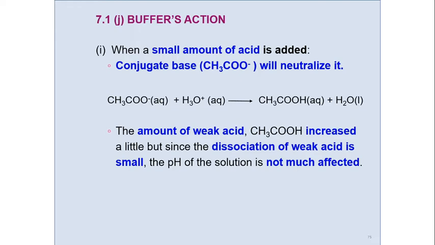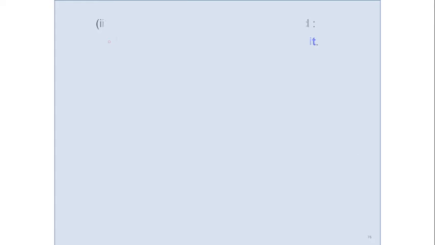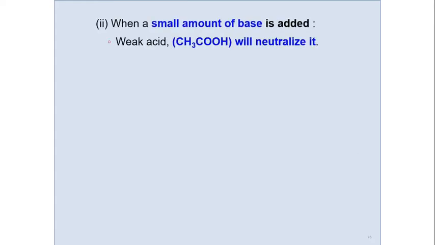Macam mana pula kalau kita tambah base? Kalau kita tambah base, weak acid, in this case CH3COOH, will neutralize it. Kita akan ambil acid pula yang akan bertindak balas untuk neutralizekan balik base yang kita tambah. So, equation dia CH3COOH plus OH- akan produce CH3COO- plus water.